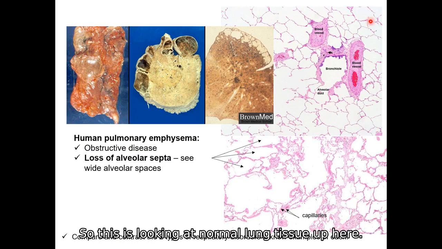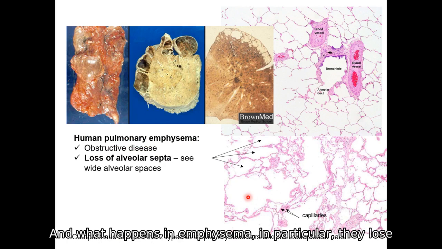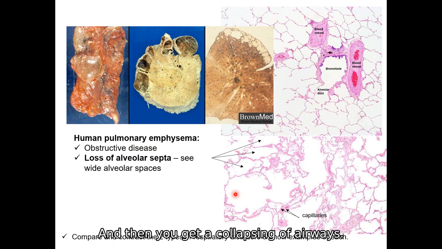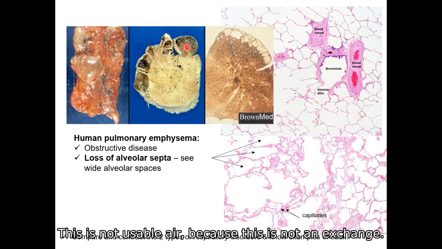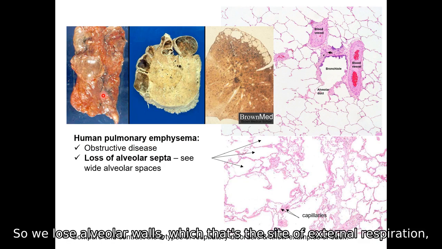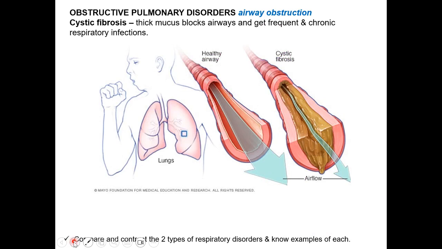So this is just looking at normal lung tissue up here, and you see each one of these little air sacs is an alveolus. What happens in emphysema, particularly, is they lose their alveolar wall. So notice you have these big, huge open spaces, and then you get a collapsing of airways, and so you end up with air trapping. This is not usable air, because this is not an exchange, but you can see it's just trapped inside the lung because of airway collapse. So we lose alveolar walls, which is the site of external respiration, and you get air trapping. The air just stays in there, and that's what it looks like in a lung.